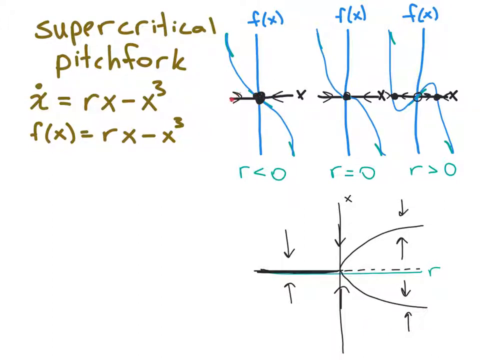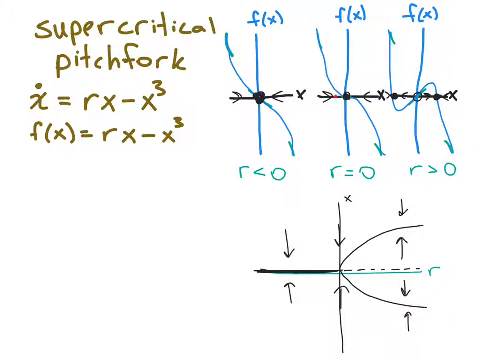Next, I'm ready to take this information about the fixed points and their stability and put it into a bifurcation diagram. For r less than 0, the origin is a stable fixed point, and when I'm at a particular value of r, solutions are going to flow towards the origin.